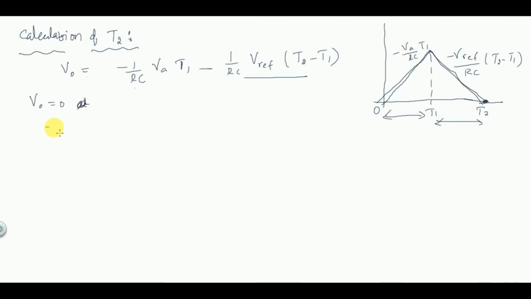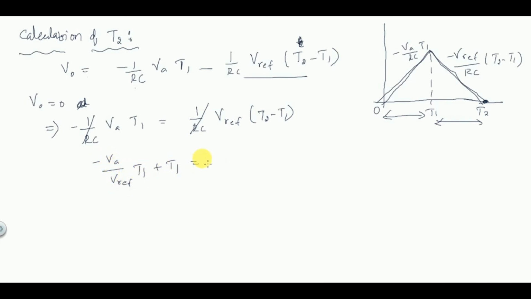So when you substitute V0 equal to 0, what will happen? Minus 1 by RC into VA into T1. Directly I actually have to take T minus T1, but I have substituted directly with T2, so that is why I am taking V0 equal to 0. Both ways you can write, it is equal to 1 by RC into V reference into T2 minus T1. So minus 1 by RC gets cancelled off. What you will be left with is minus VA by V reference into T1 plus T1 is equal to T2.